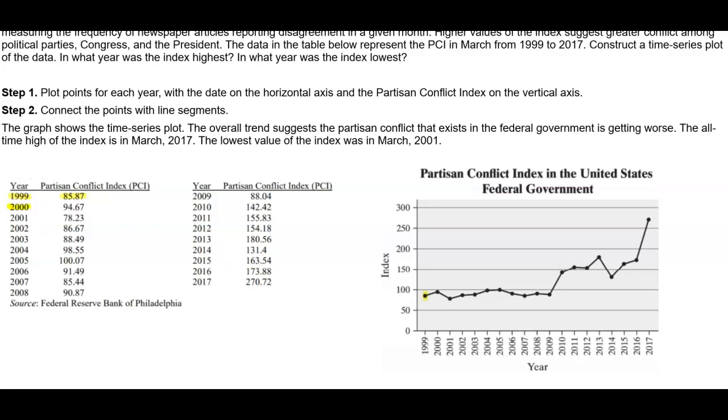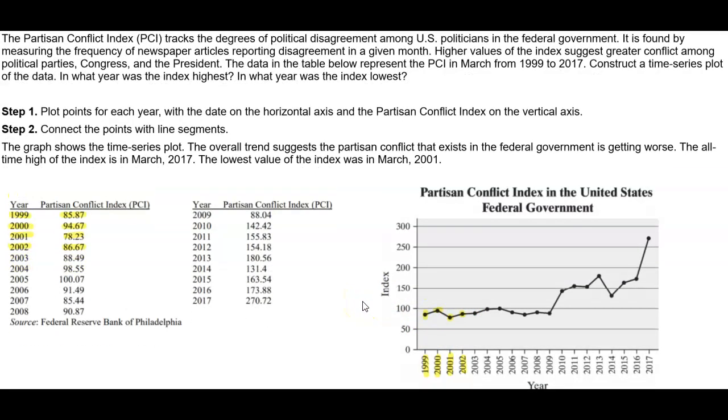Okay, if we look at 2000, 94.67. Here's 2000, and there's 94.67. And then 2001, 78.23. And then 2002, 86.67. So again, those represent our plotted points. Now, we would continue to plot these, and once you plot them, then you would connect them with a line, to show that you have a time series plot.